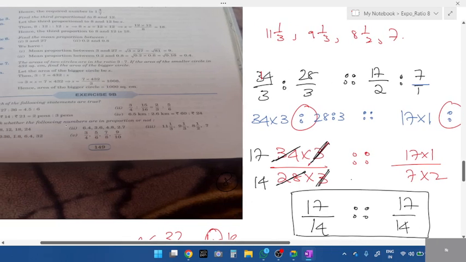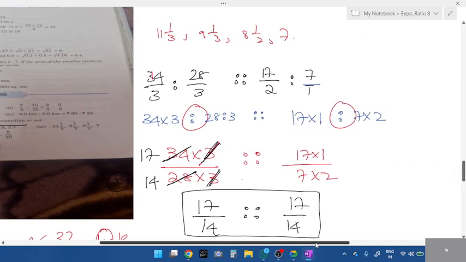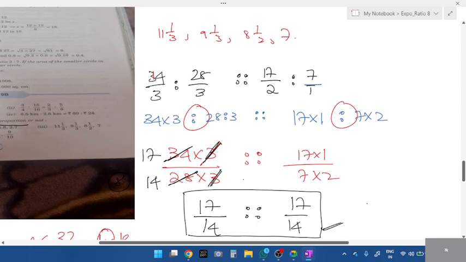What's the question given here? What's the question asked? Check whether the following numbers are in proportion or not. If they're equal, what will you write, Shasha? What do you have to write? Yes, the numbers are in proportion. Is it clear? Did you understand?